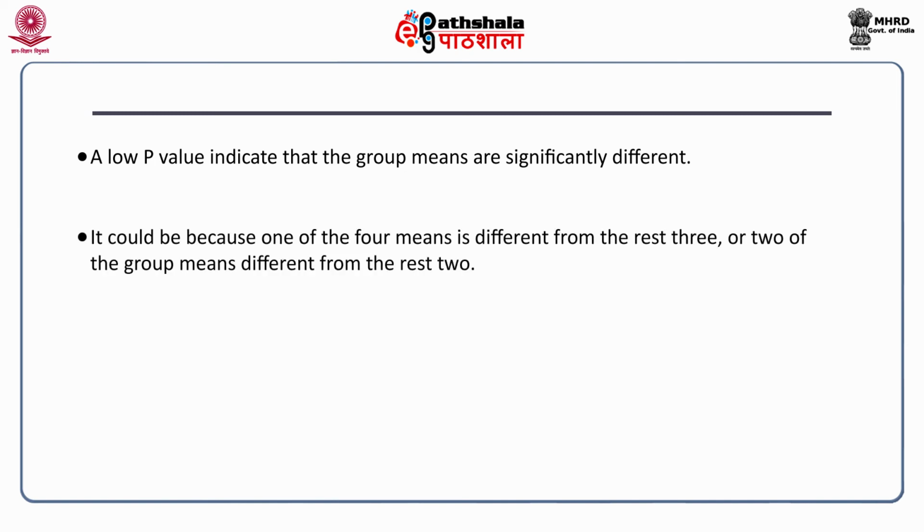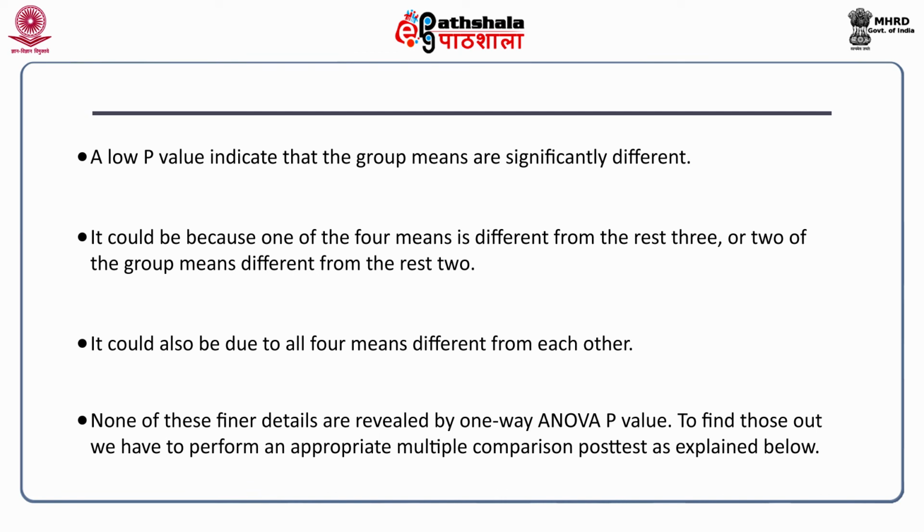It could be because one of the 4 means is different from the rest 3, or 2 of the group means are different from the rest 2. It could also be due to the fact that all 4 means are different from each other. None of these finer details are revealed by the one-way ANOVA p value. To find that out, you have to perform an appropriate multiple comparison post test, also known as post hoc test, like Tukey's HSD or Bonferroni adjustment.